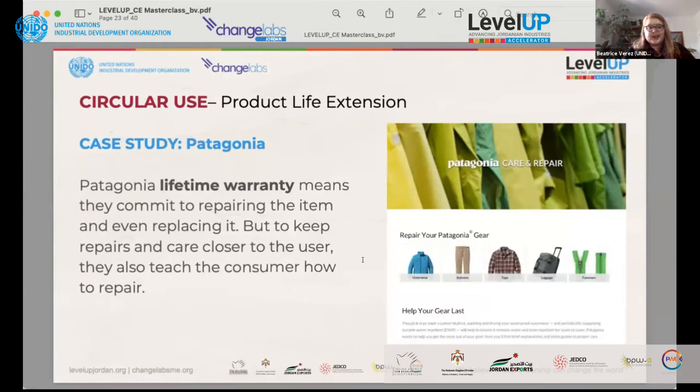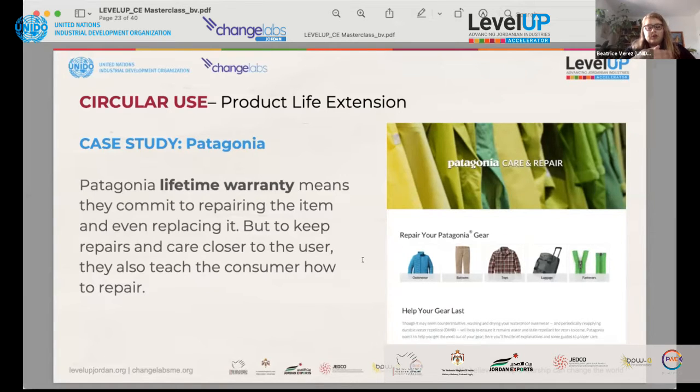So just a short case study on one company that is doing this, Patagonia, which is obviously a very large and prominent brand when it comes to athletic wear. They really put a strong emphasis on the lifetime warranty behind their products. And they're able, like I said before, to charge a premium for that, because they commit to repairing the item or even replacing it if it in some way fails during the use by the customer.